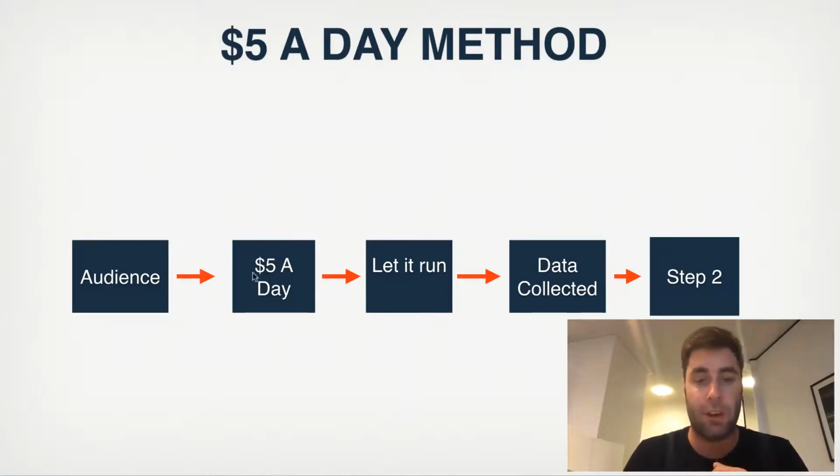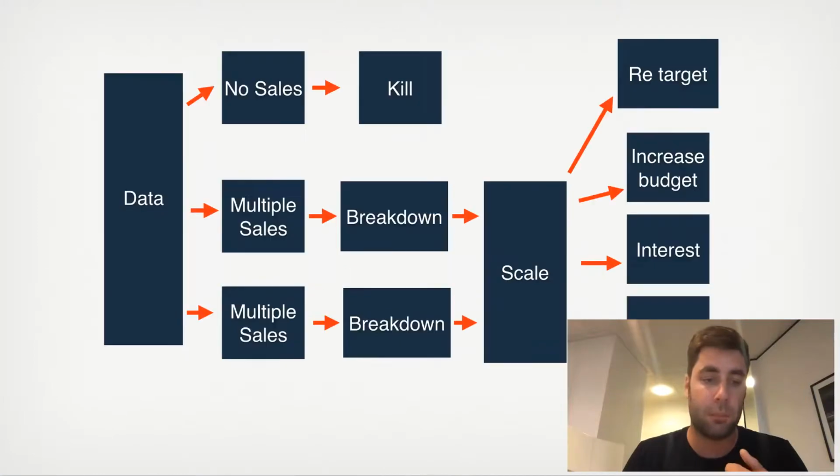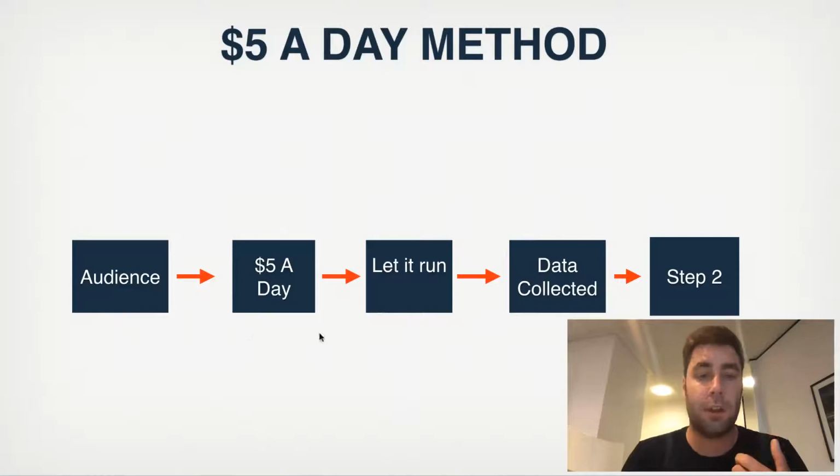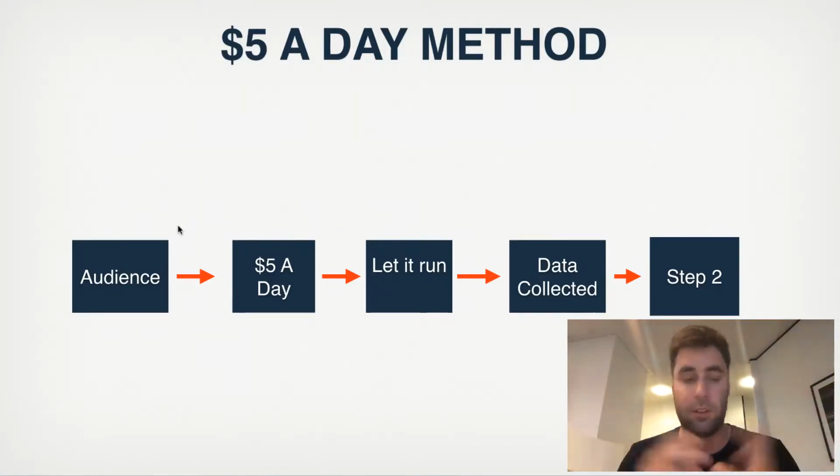an advert and you run it at $5 a day, you let it run, you collect data, and then you simply kill off the ones that aren't working and you upscale the ones that are working, like we've talked about in the other methods. Now the only reason I've done one thing here is because the problem with the $5 a day method is a lot of the experts and so-called experts will tell you, you've probably heard it before, right? You can make $10,000 off $5 a day.